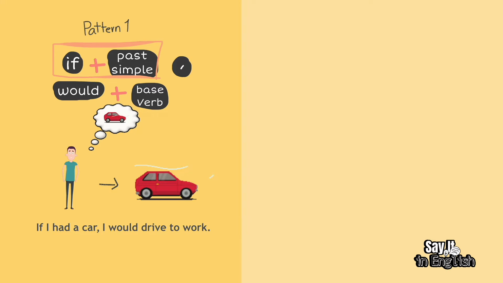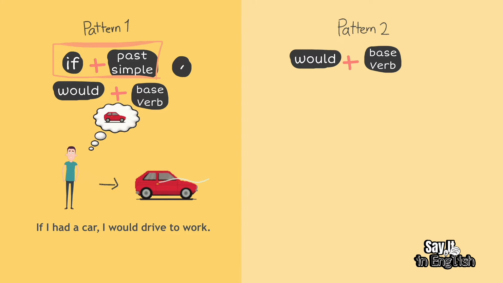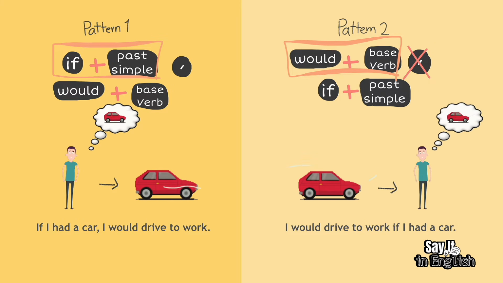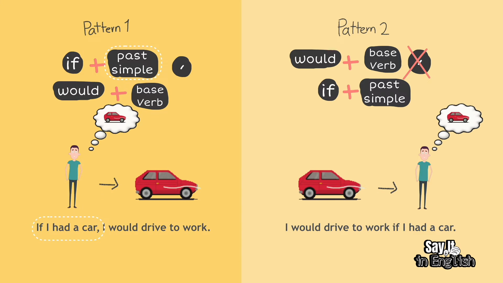The other form of second conditional is would plus base verb, followed by if plus past simple. Note that we don't use a comma after the main clause. I would drive to work if I had a car. Even though the second conditional uses the past tense in the if clause, the past tense actually refers to the present or future.